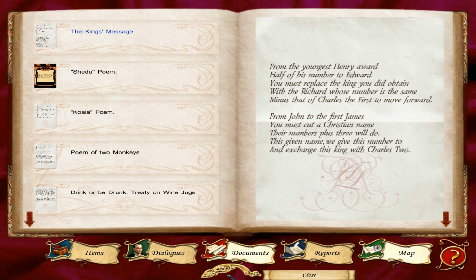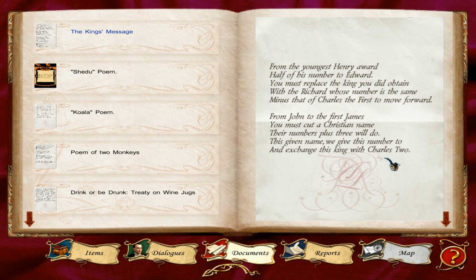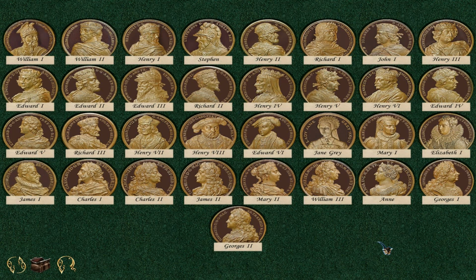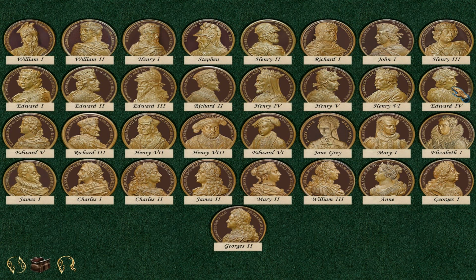So, from the youngest Henry, award half his number to Edward. Youngest Henry. What? Which Edward? Oh, from the youngest Henry. So I assume actually it's going to be the 8th. So we want Edward the 4th, with the king whose number is the same. Fairly sure there wasn't a Richard the 4th. Yeah, the youngest Henry.